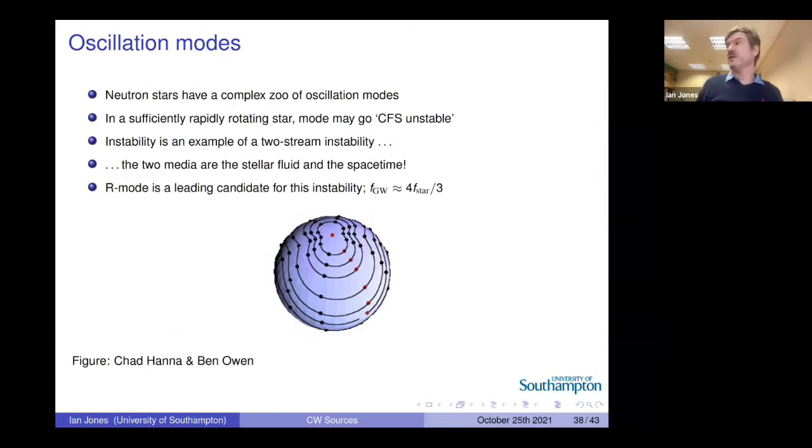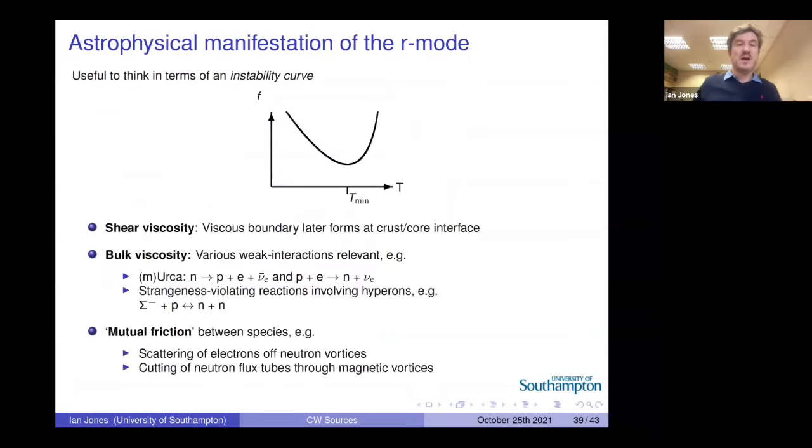And the point is that for R modes, it's thought that this instability might actually occur in realistic neutron stars, and I'll say more about that in a moment. But it only makes sense in rotating stars, because these R modes only exist in rotating stars where you've got this Coriolis force as the restoring force. So in terms of why we think R modes are a good bet, what you can do is ask the following question.